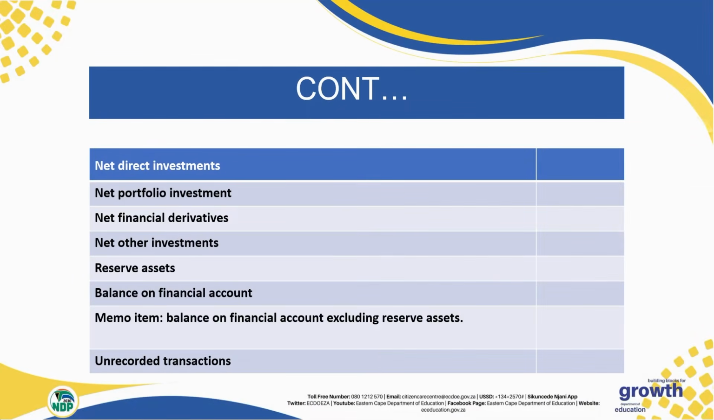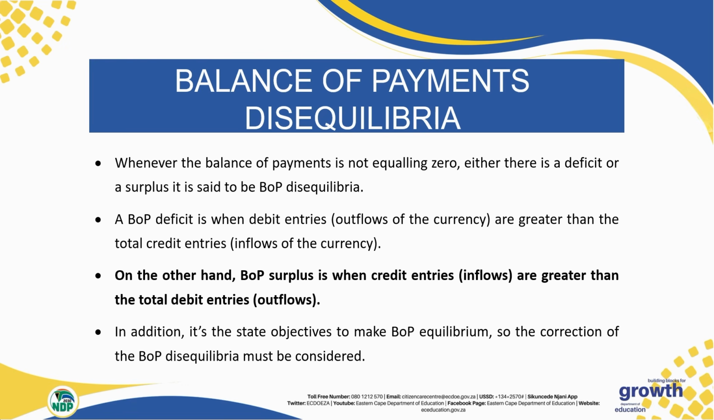This is just a template on how the financial account should look. Net direct investment, net portfolio investment, net other investments, reserve assets, balance on the financial account. Then we exclude the reserve assets, we have the memo item, and those accounts that have not been recorded, we record them under unrecorded transaction.